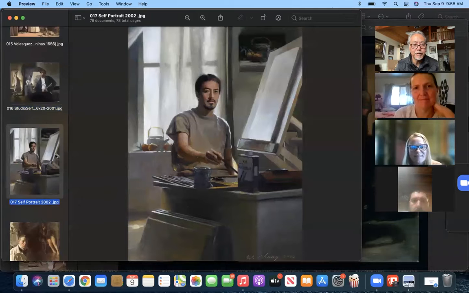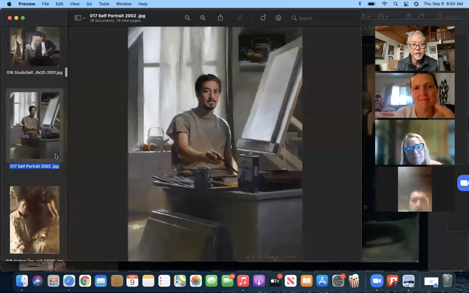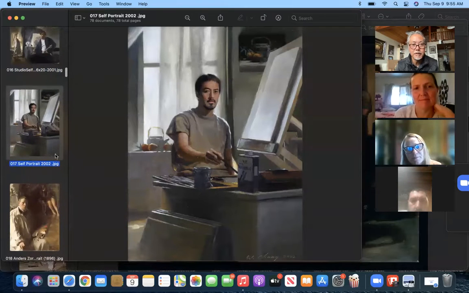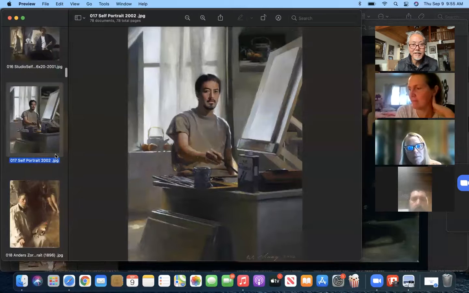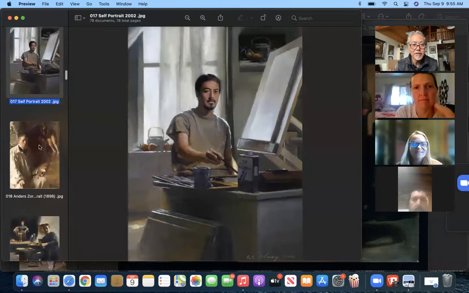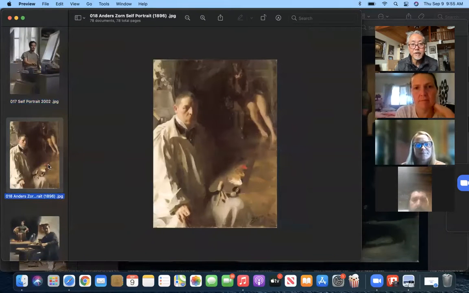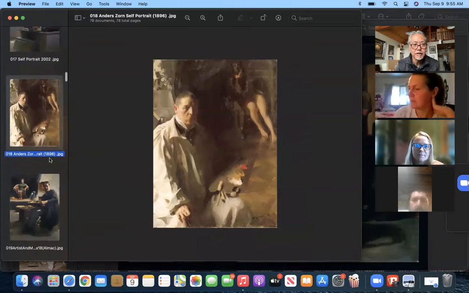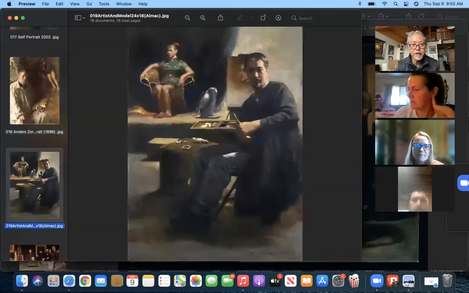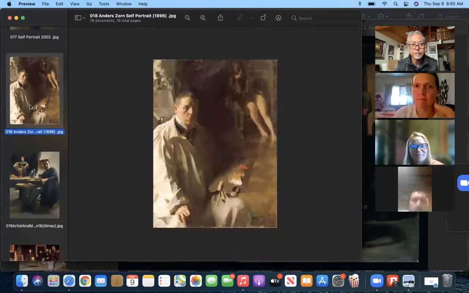This is another self-portrait I did a year later, in 2002. I'm progressively getting older. Here's another self-portrait. This is a self-portrait of Anders Zorn, the 19th century Swedish painter. I used this composition to inspire my own self-portrait here, kind of in reverse.